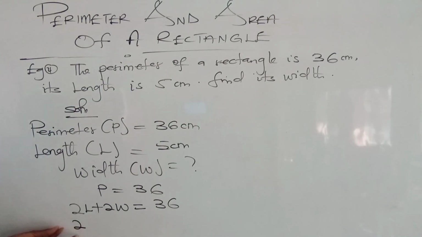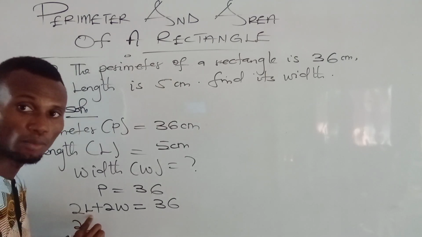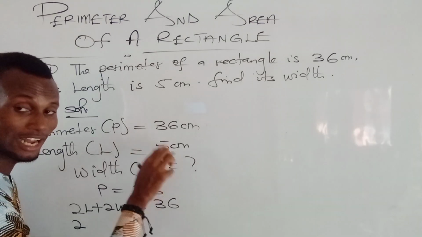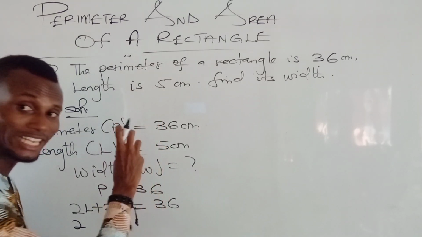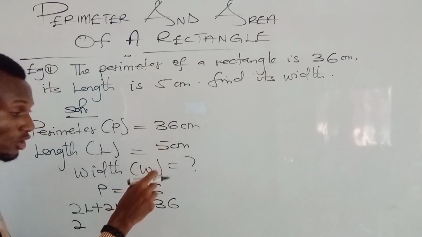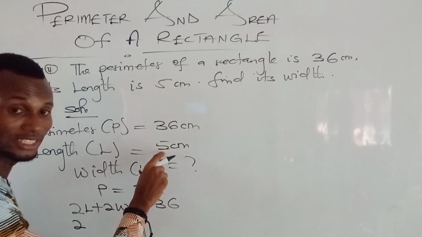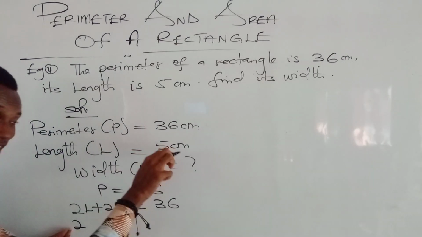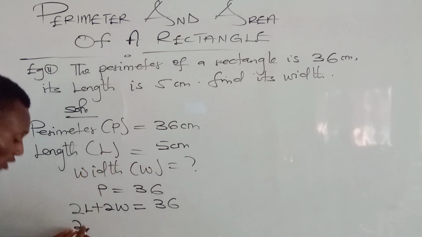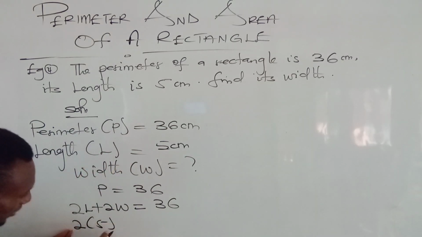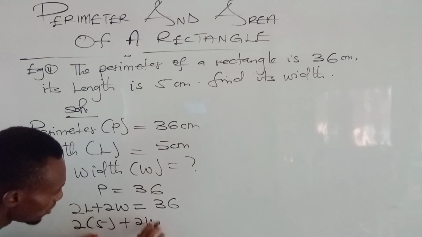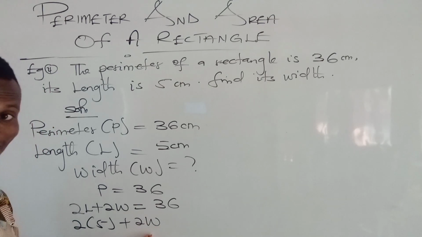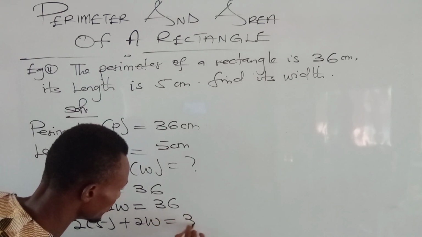So bring your 2. The 2 and the L here are multiplying, and you know the value for L. The L has been given to be 5 centimeters. That's why it is very important to write down all the given information from the question. So the length here is 5 centimeters, so we'll put it there. The 2 into bracket 5, then plus 2W, because we don't know the W, that's what we are looking for. So you just maintain it, write your 2W equals 36.